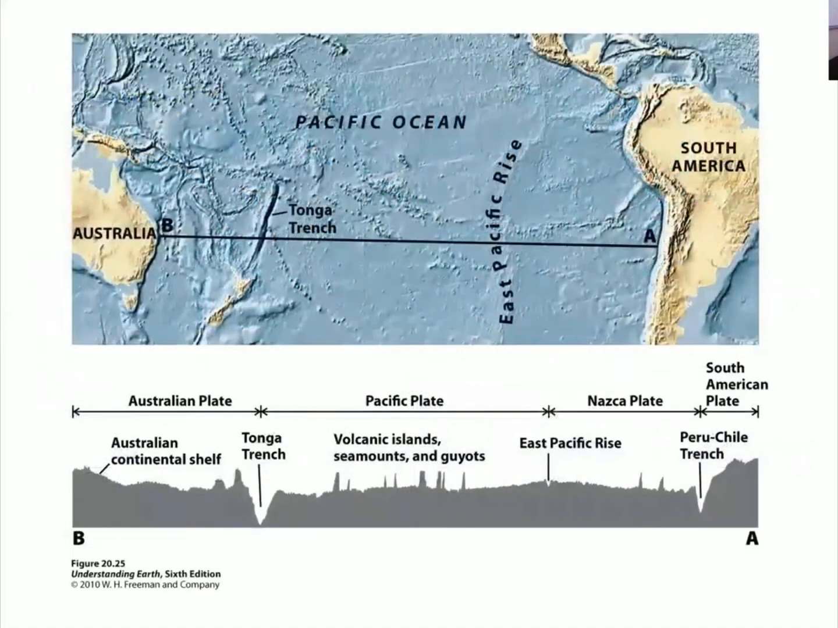And here is another version of that map for the Pacific Ocean. Right here, you start at point B and work your way to point A. You can see the Australian continental shelf, the Tonga Trench, which I want to note is the deepest trench in the world. You see volcanic islands. You'll make it all the way to the East Pacific Rise, and then you'll come to the Peru-Chile Trench.